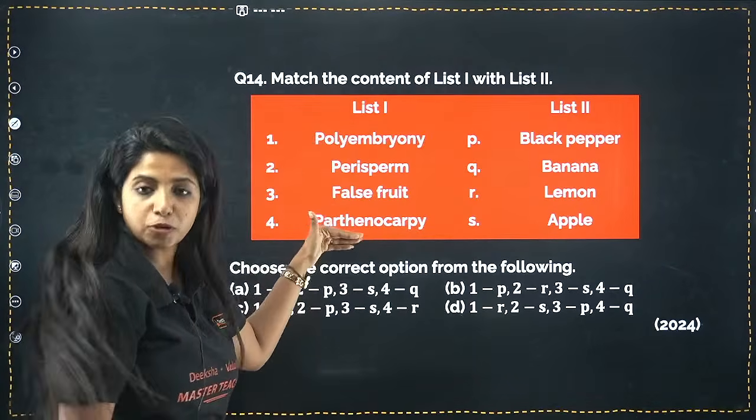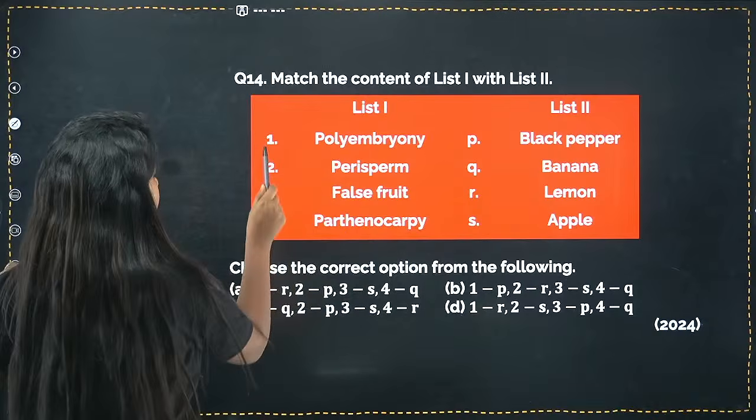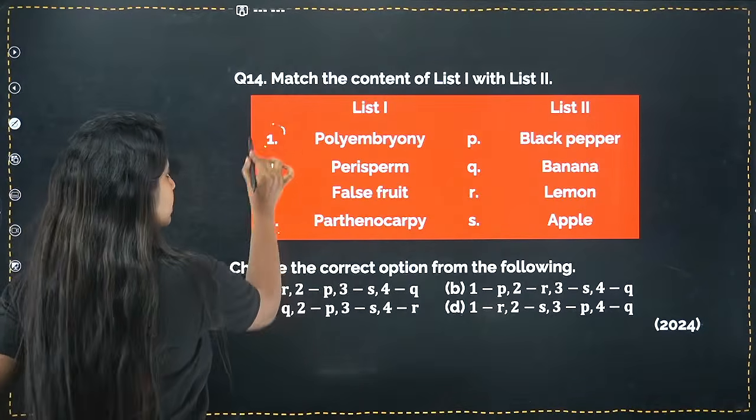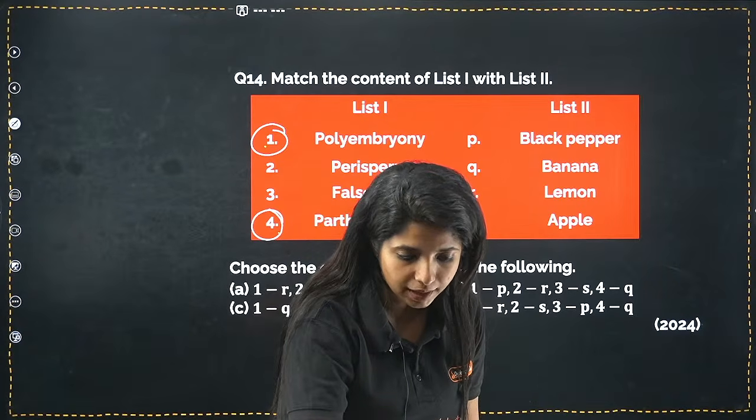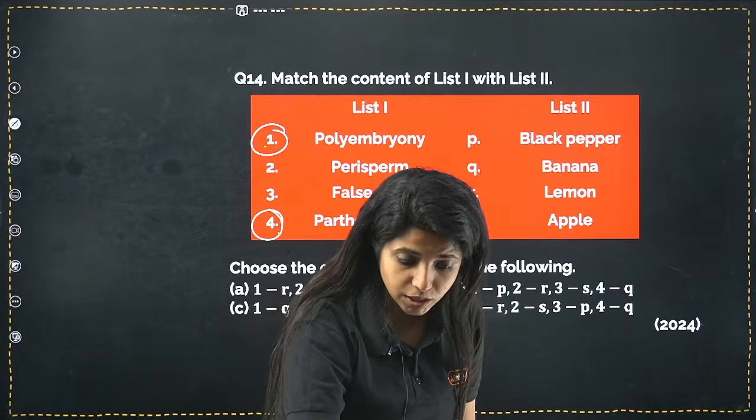Read all the options over here. Match 1 and 4 first. The first thing that you have to do is match 1 and 4, then only go ahead with the other options out there. Got it? This is very, very important.